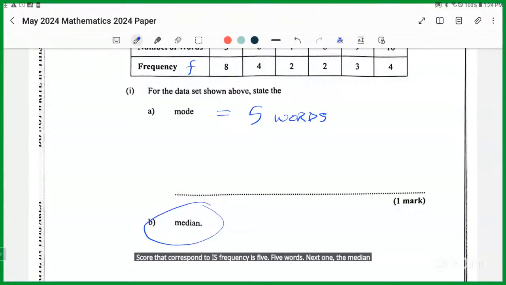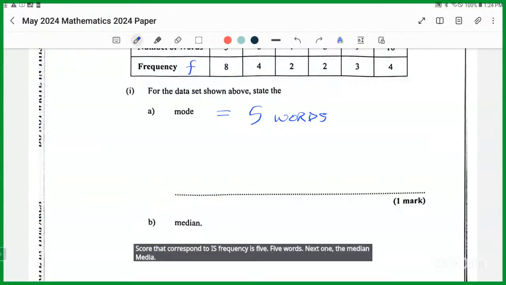The median. So the median is the score in the middle of a distribution when it is in ascending order.